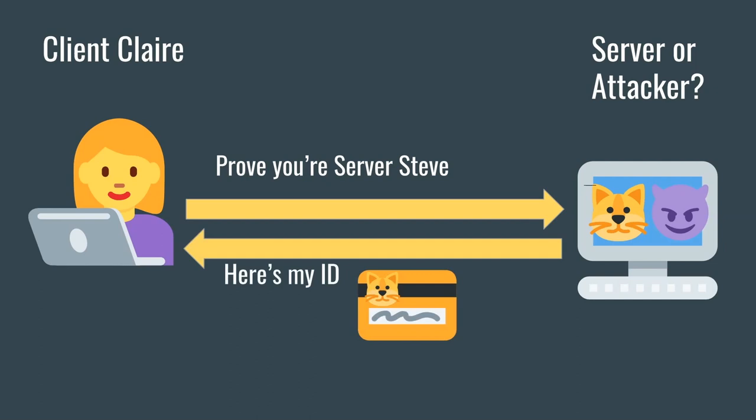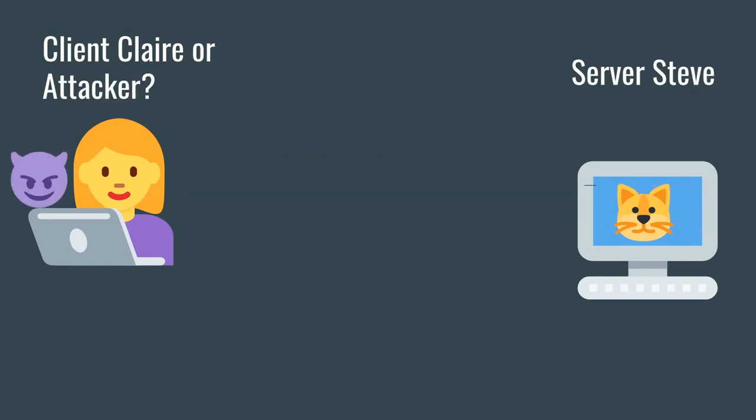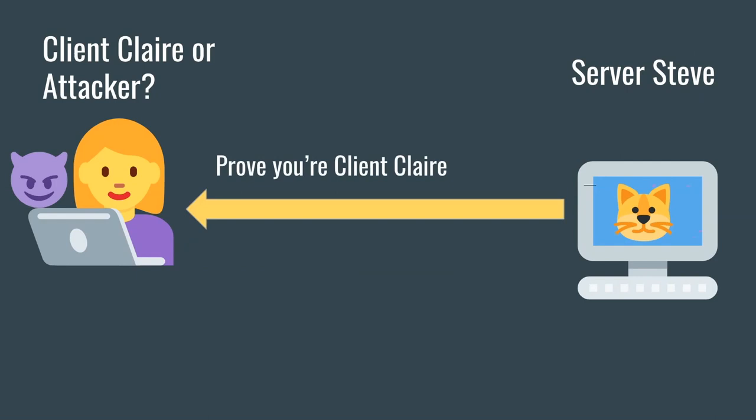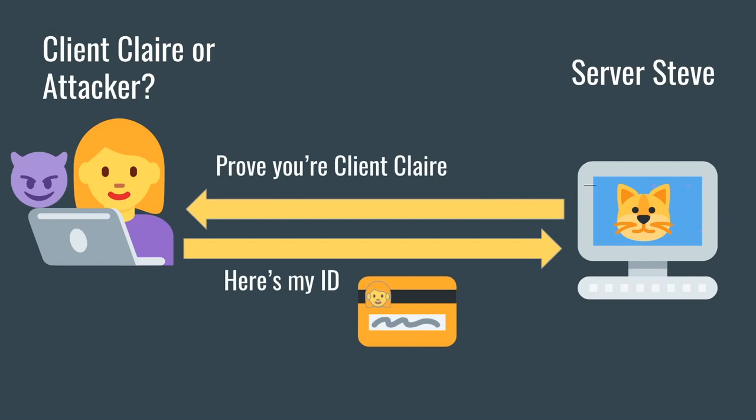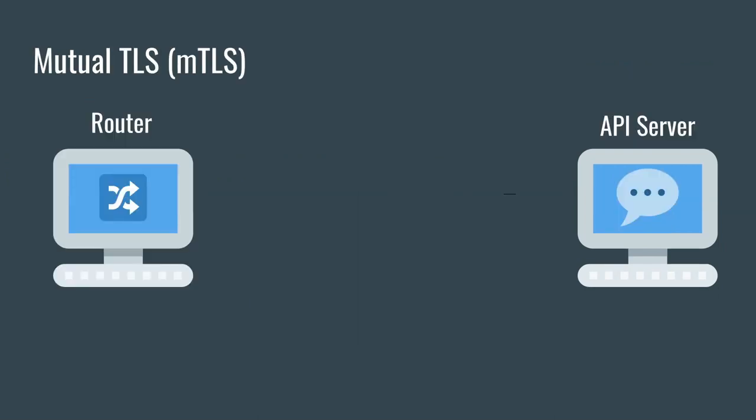And it's such a nice mechanism that what if it worked in the other direction as well, where the server could ask the client, prove to me that you're one of my authorized clients and not some attacker, and the user could provide a certificate of their own that says, yes, I'm a trusted client that's been issued by a trusted CA. This process of doing authentication for clients as well as servers with TLS is called mutual TLS, or mTLS. And it's usually used between components of a distributed system rather than a human from their laptop, for reasons we'll talk about in a second.